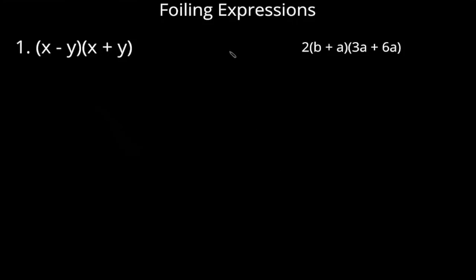Today we will be going over foiling expressions. So let's take a look at the first problem. We have (x minus y) in parentheses multiplied by (x plus y) in parentheses.